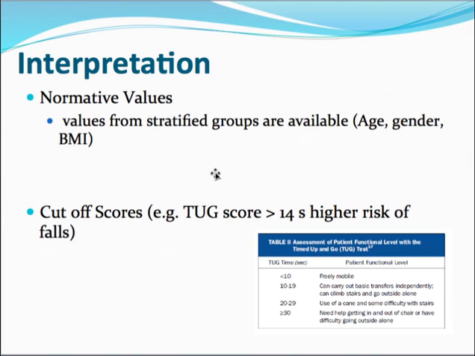So what we would really like is for that to be translated for us into actual cutoff scores that we can use for interpretation. And so this is a good example for the TUG, where basically a score of less than 10 seconds on the TUG means someone's freely mobile. 10 to 19 seconds means they can carry out basic transfers independently, can climb stairs and go outside alone. A 20 to 29 score means they can use a cane and with some difficulty on stairs. And greater than 30 means essentially they're going to have a lot more difficulty with functional tasks.